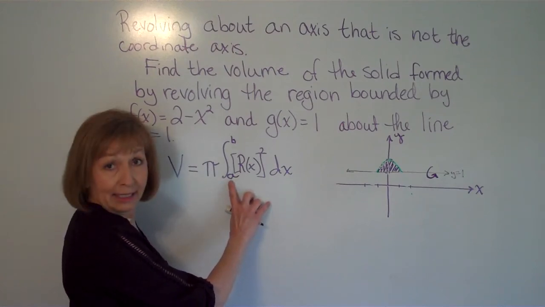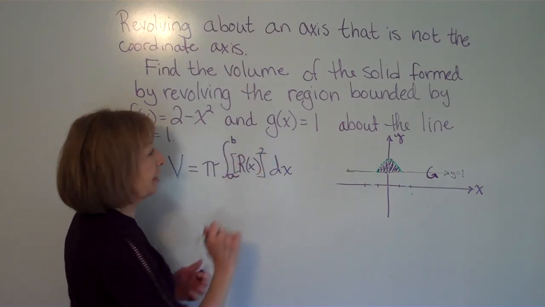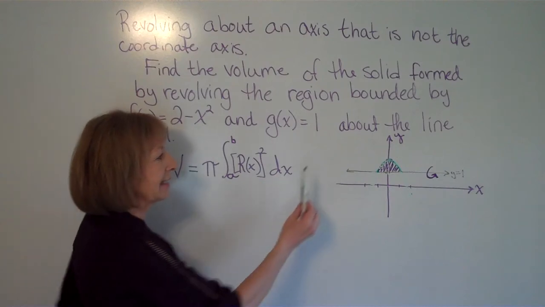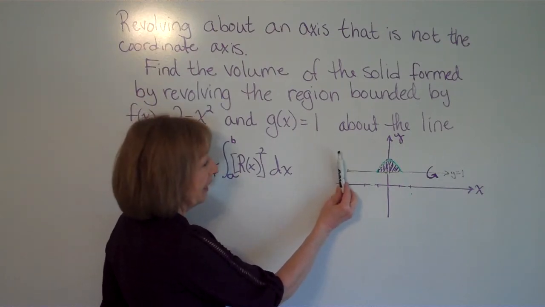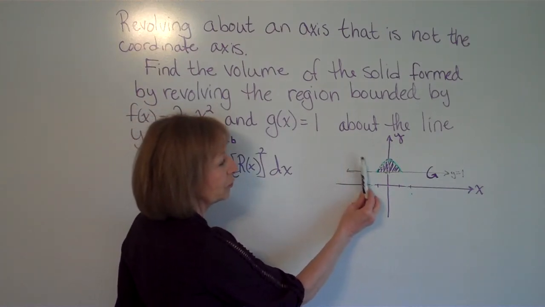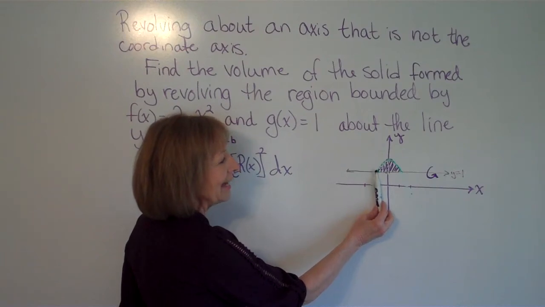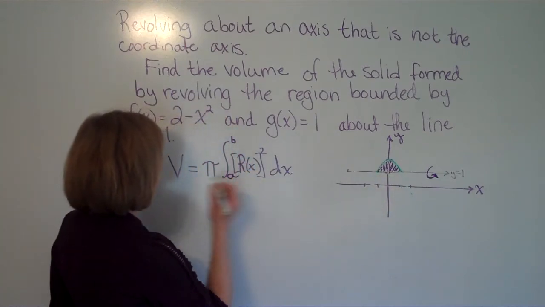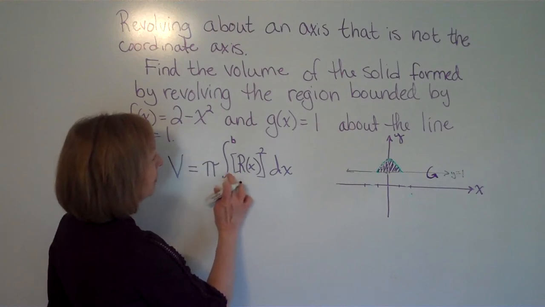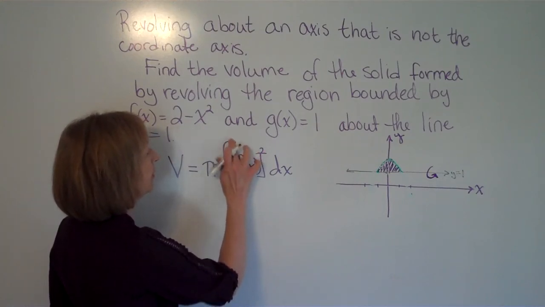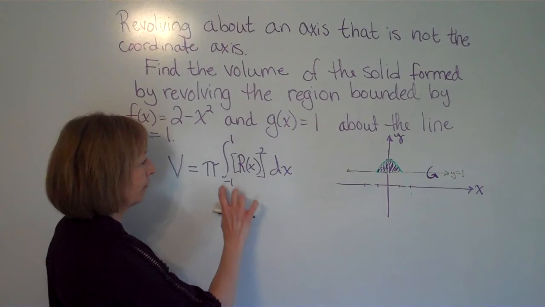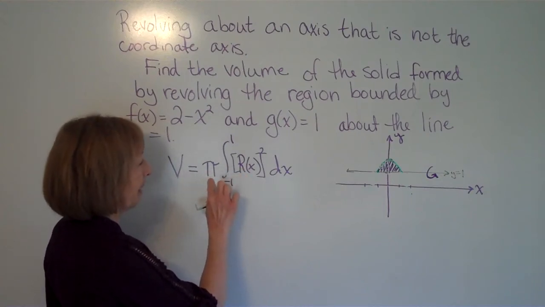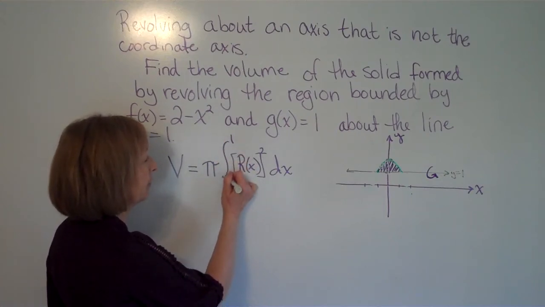Well, our limits of integration, because I'm using dx, you want to scan from left to right, and the x at the beginning of the region is at x equal -1, and then it goes until an x value of 1. So our volume is pi times the definite integral from -1 to 1.